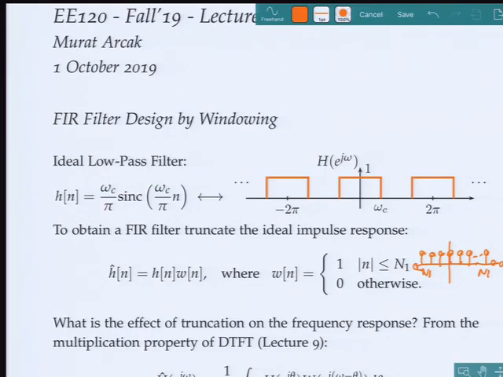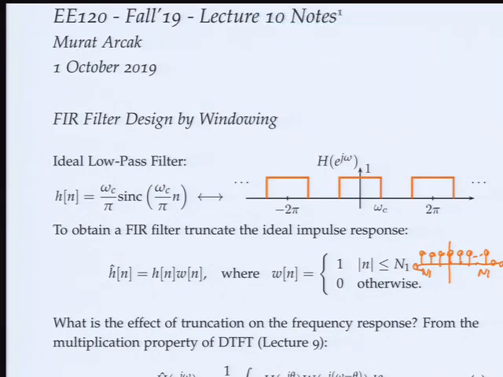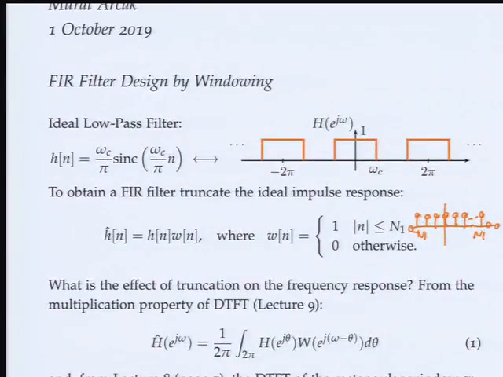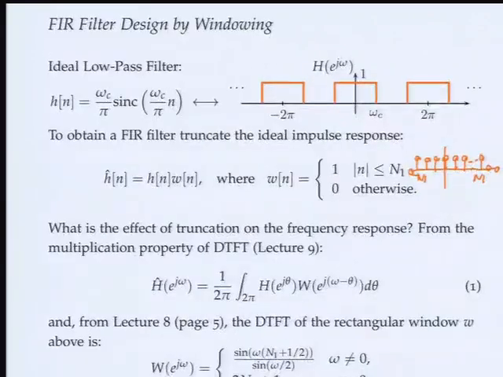Okay, so what does this truncation do in the frequency domain? So in other words, what happens to the frequency response? Well, this is what happens. This is the multiplication property we discussed last time. What happens is that you're going to get a convolution as a result of this in frequency domain. Multiplying in time domain means convolution in frequency domain.